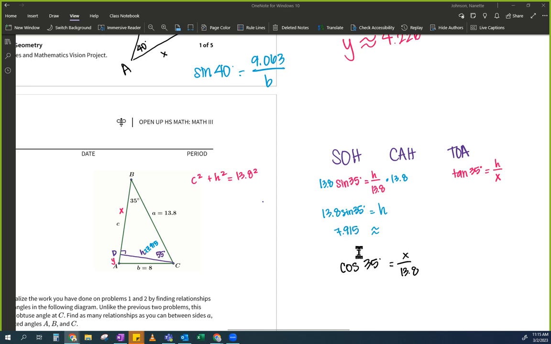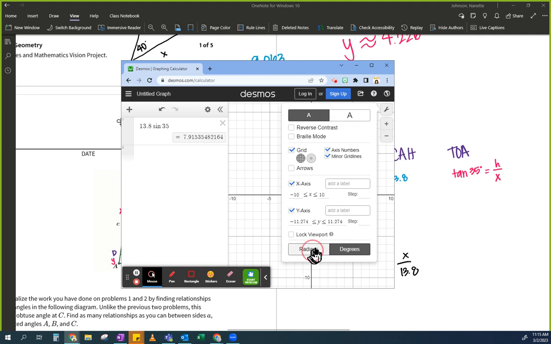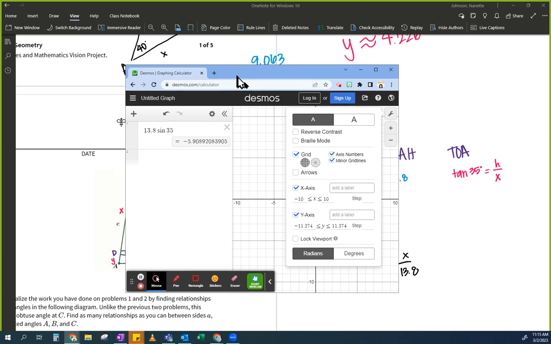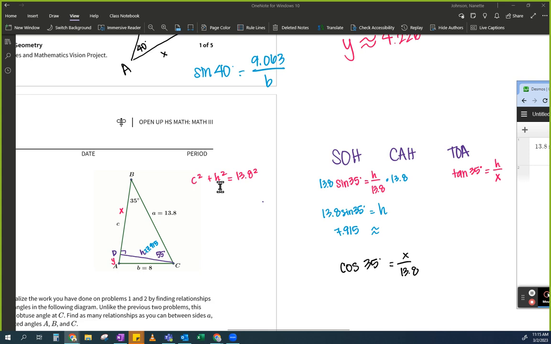So follow me. Let's pretend that I forgot to hit the degree button, and I'm high into math mode. I'm like, yeah, that's negative 5.9. I don't even notice that this is negative. I'm so into it. And then I use it here to find my x, right?